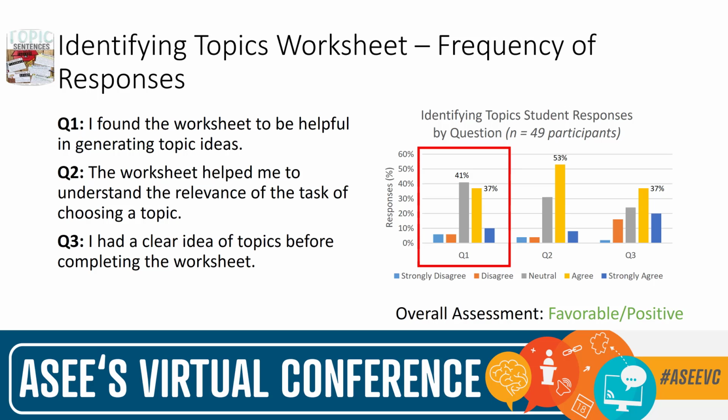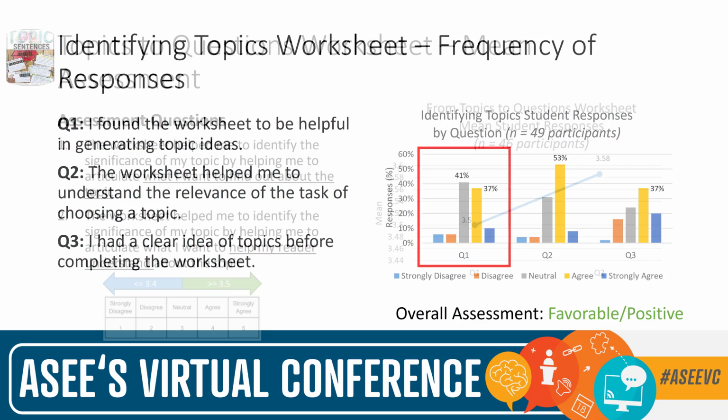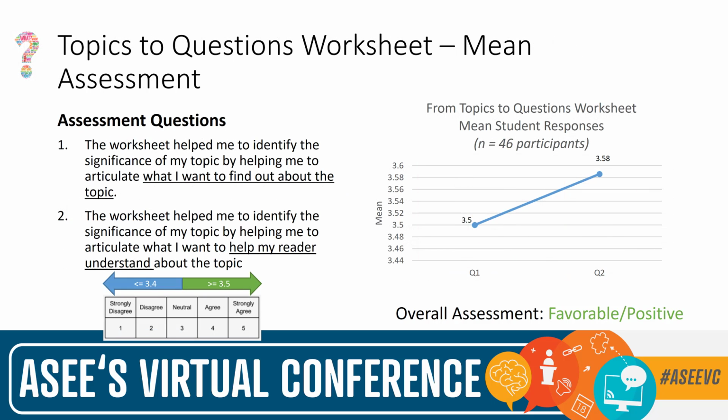To further explore the mean values, frequencies of responses for each question were examined. 41% of responses were neutral and 37% of responses were agree for question 1. Given the ambiguity of the neutral response and the high frequency of agree responses to questions 2 and question 3, we conclude the overall assessment for the Identifying Topics worksheet is favorable.